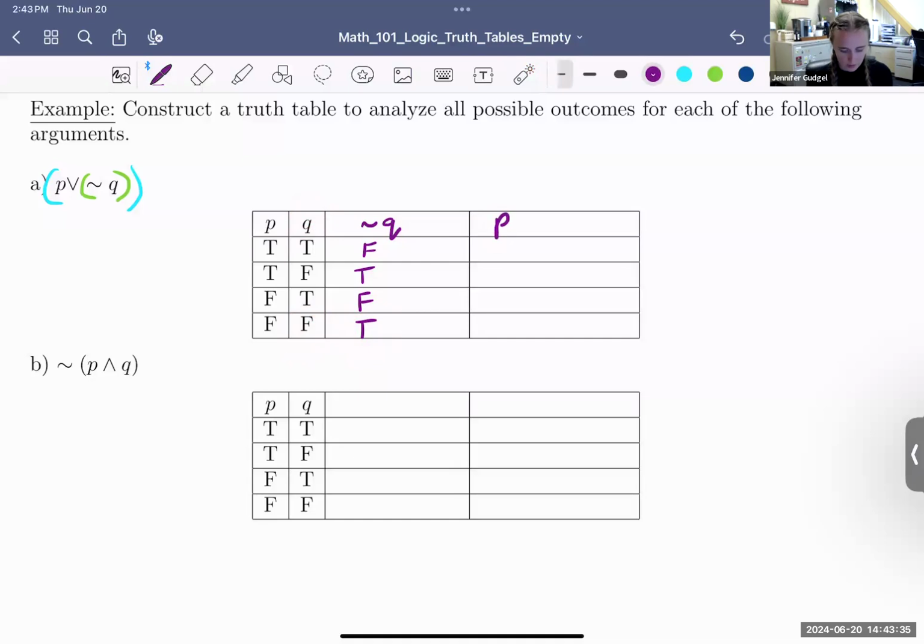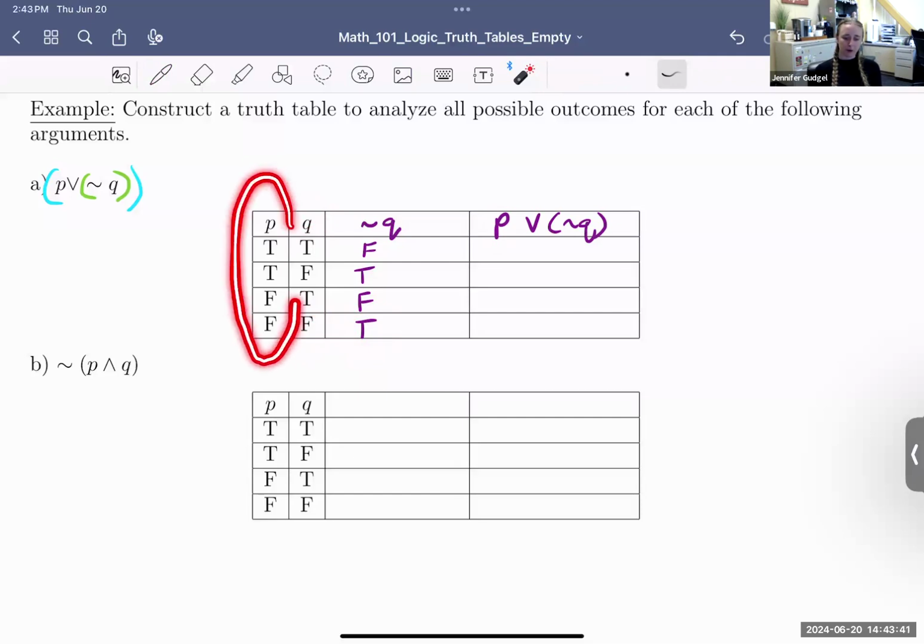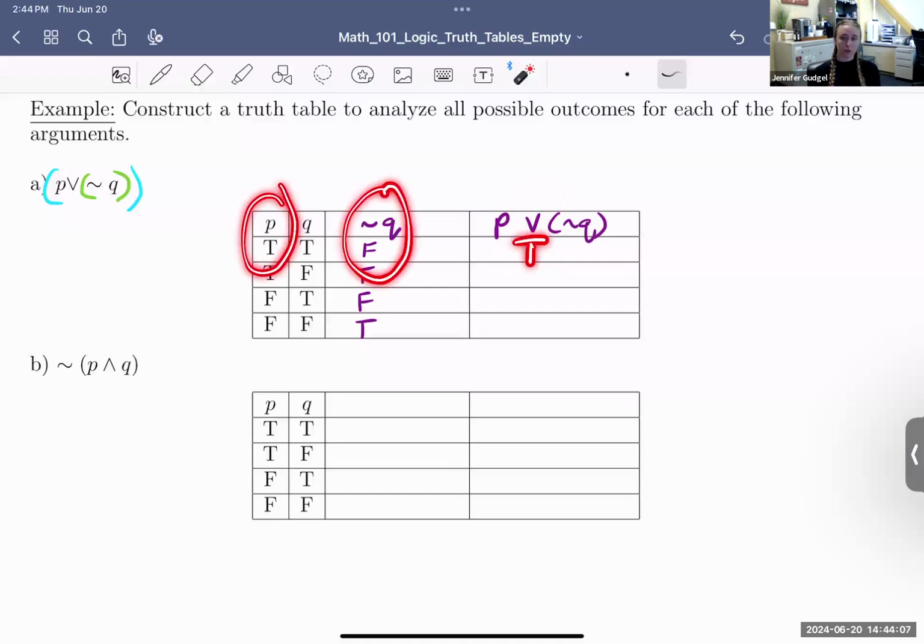Then we want P or not Q. So for this, I'm analyzing my first column and my third column. These are the ones I'm comparing. As I go across to here, I'm going true or false. Well, with an or statement, only one of them has to be true, or they could both be true, and that produces a true statement. Our disjunction will be true in that case. So true or false means true. True or true means true.